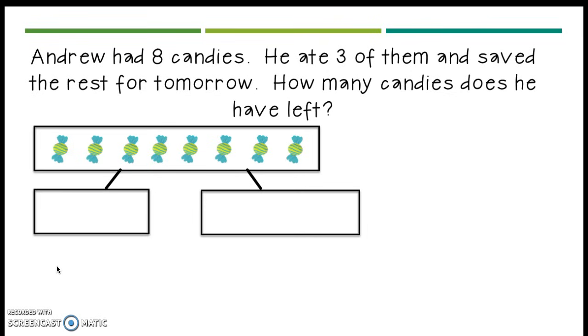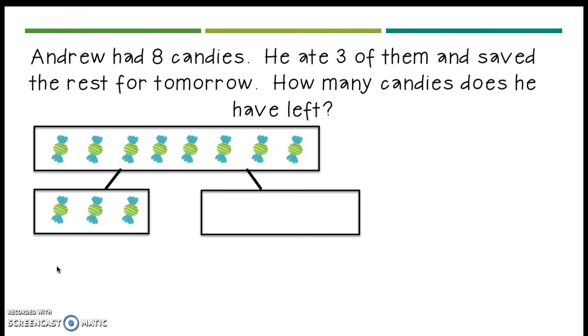Now we keep reading and drawing what we read. He ate 3 of them. So we're going to go ahead and draw 3 as one of the parts. Because out of those 8 candies, he ate 3 of those. That's a part. So in our first box at the bottom, to show one of the parts, we're going to draw 3. Go for it, dude. 1, 2, 3.